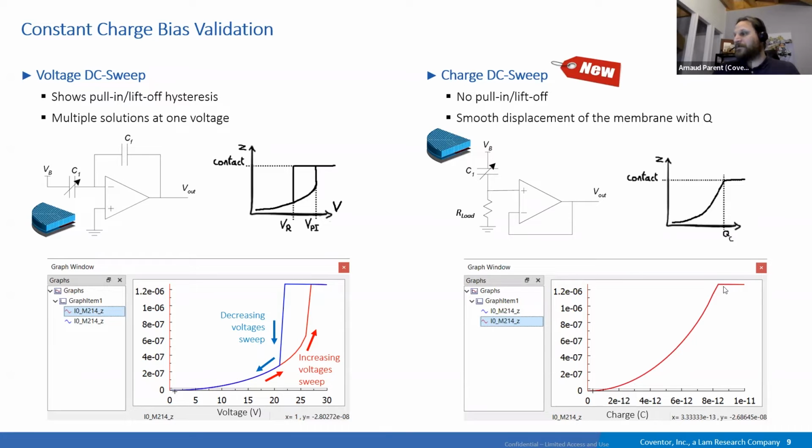Basically, it's continuous. There is no abrupt contact, and whatever the direction of the sweep, you see the same plot, the same curve. So it was one way to verify charge bias was working properly to obtain this plot, and it's something possible now in MEMS Plus. So applying a charge is possible.